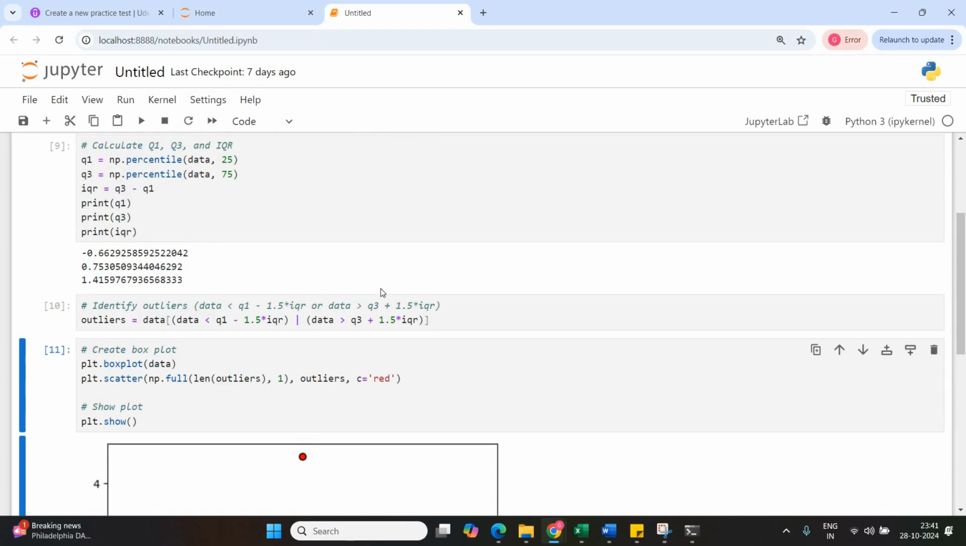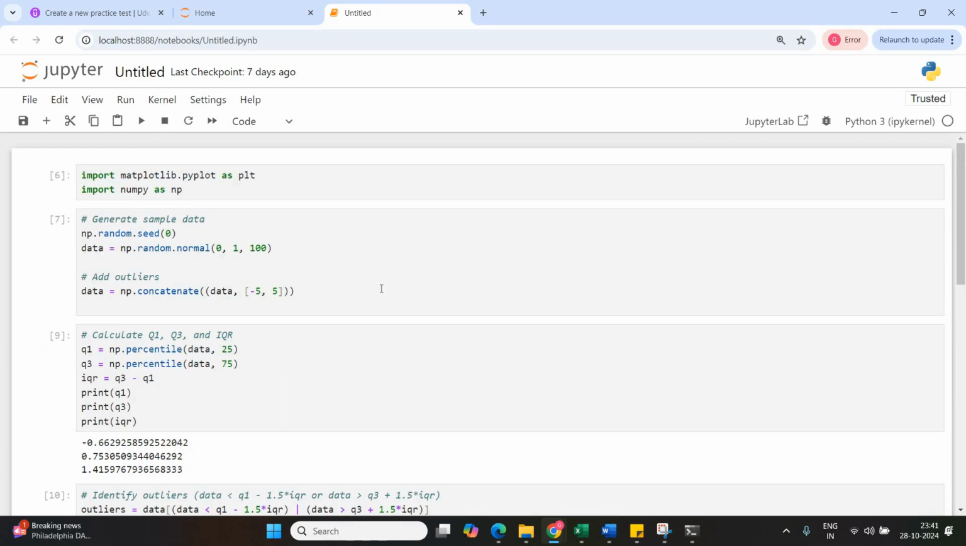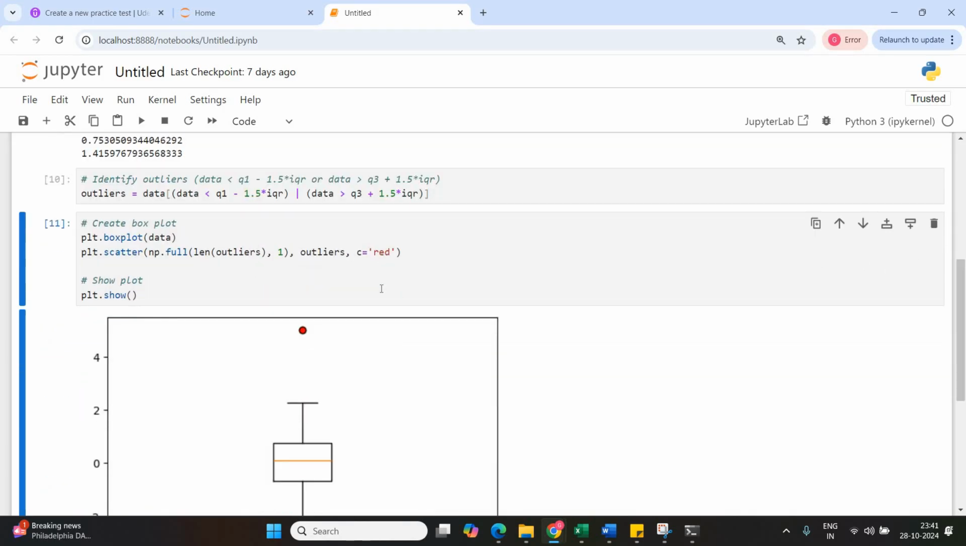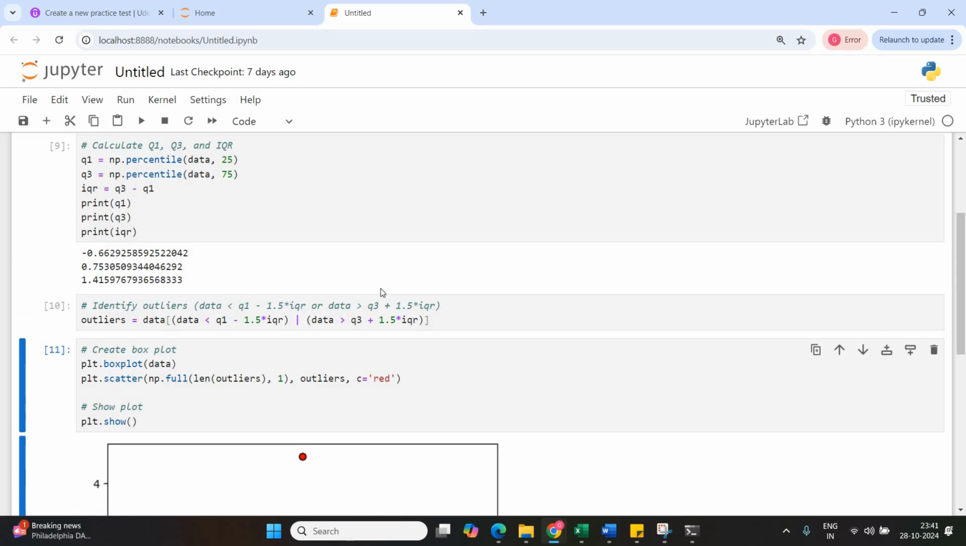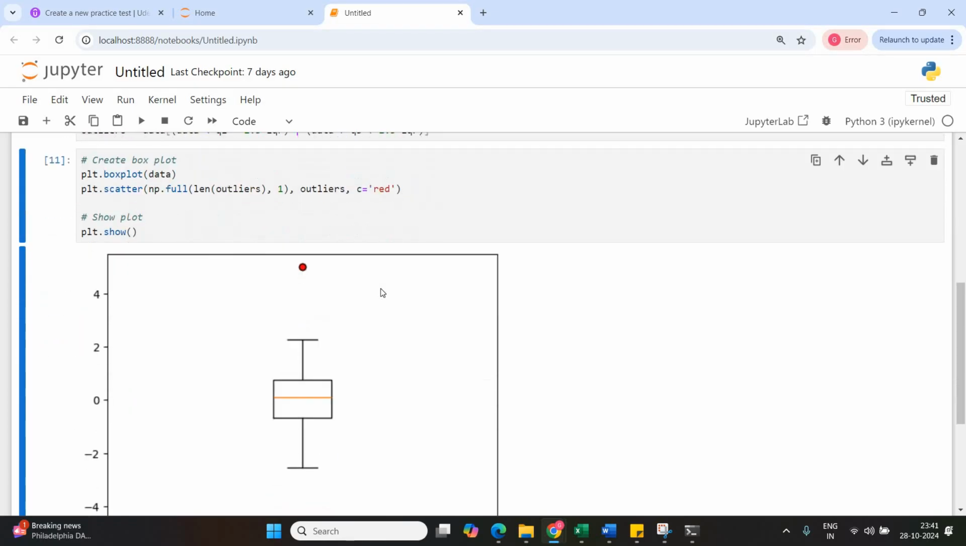I will provide you this piece of code so that you can simply run it and test it at your end. But yeah, I hope you are getting the point here of how we are doing it.